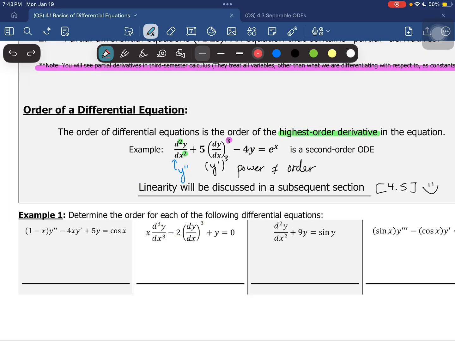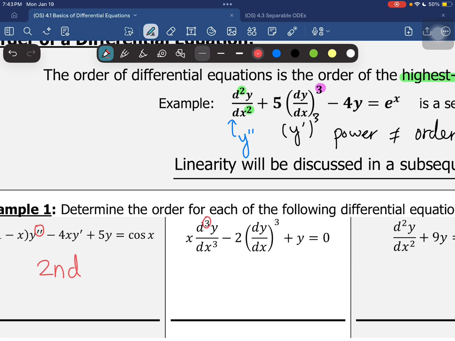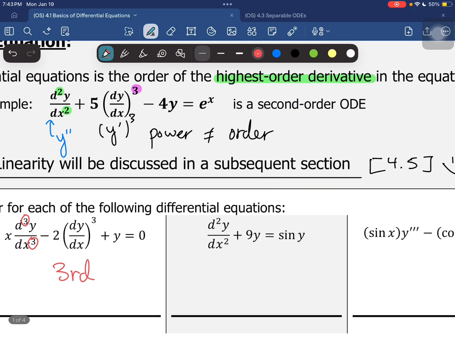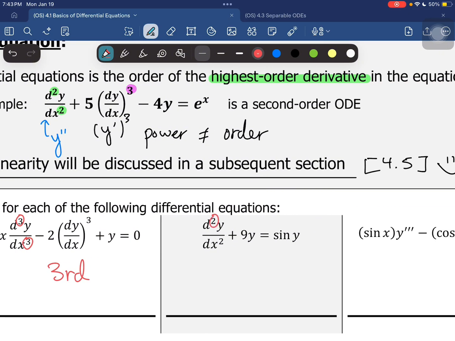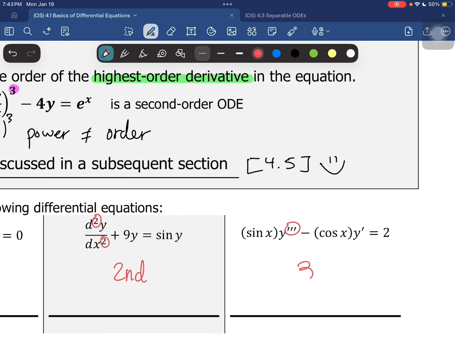So let's look at example 1. Determine the order of each of the following differential equations. This would be second order. This would be third order. Again, looking for highest order derivatives. This would be second order. And this would be third order.